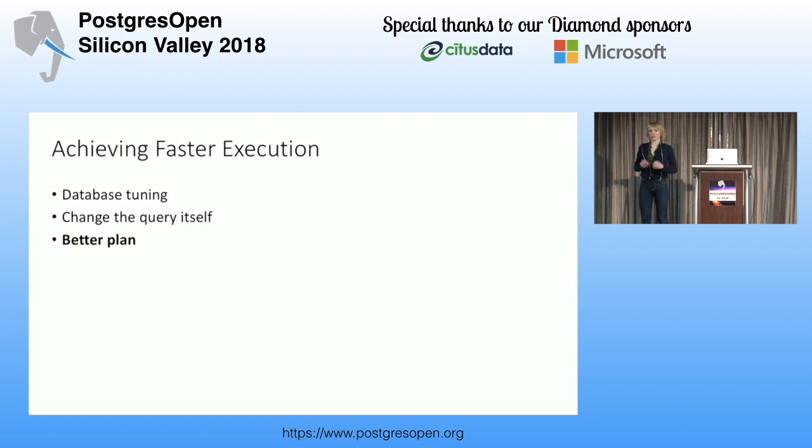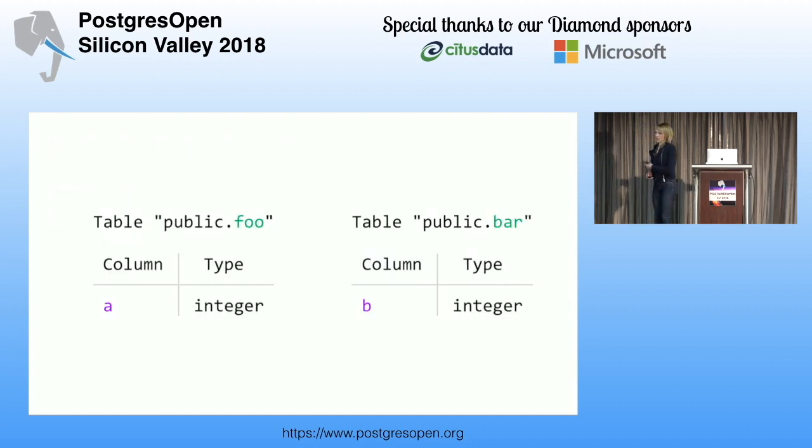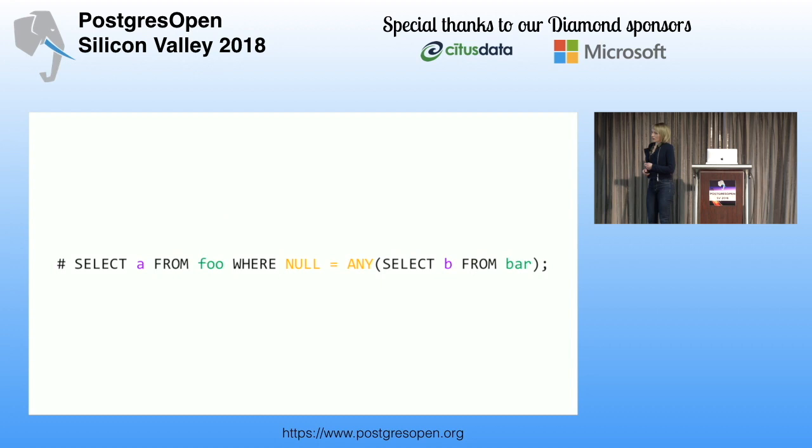But if you still see a bad plan and you know that you've done everything else, then it's a fun idea, I think, to go in and see if you can actually do something to the code and change it. So for the purposes of the case study: 2 tables, 1 column each, both ints. Assume there's some data; it's not very important. This is the query: select A from foo where null equals any (select B from bar).